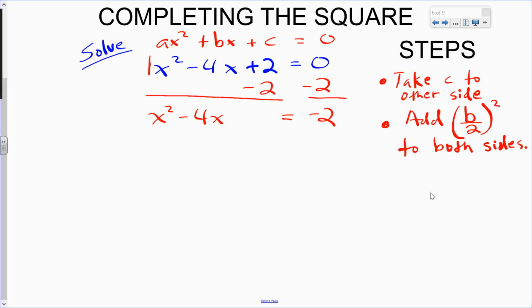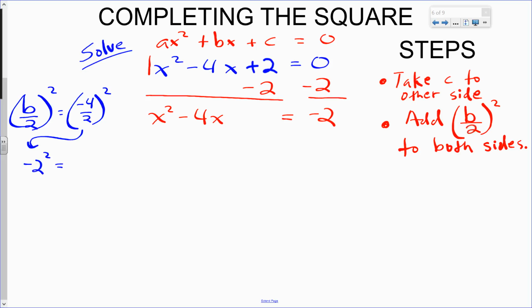Let's see. What is b? 4. Right, negative 4. So let me come over here. So b over 2 to the second power is really negative 4 divided by 2 to the second power. And what does that become? Let's see. Yes, so negative 4 divided by 2 is negative 2. And what's negative 2 to the second power?